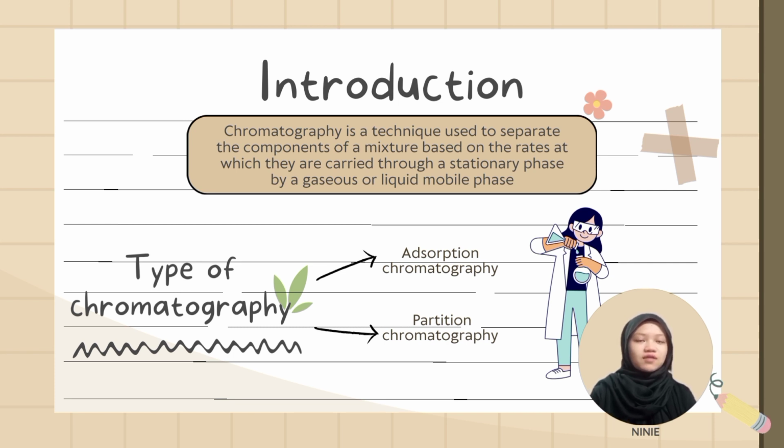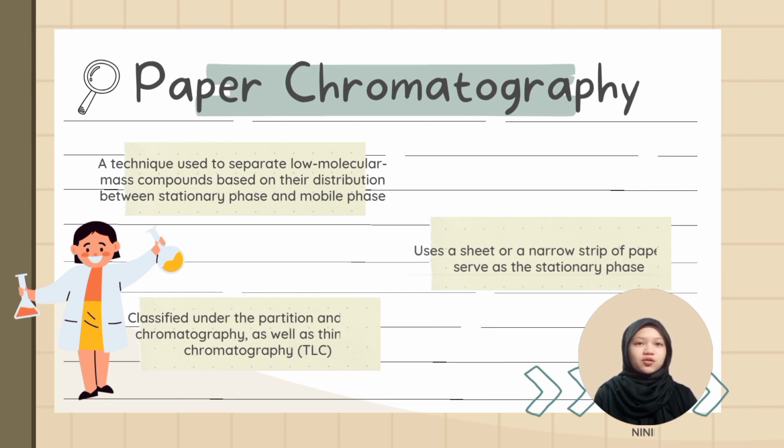Under partition chromatography, there is paper chromatography, which is the type of chromatography that we will discuss in the next slide. So, in this video, we will focus on paper chromatography. Paper chromatography is a technique used to separate low molecular mass compounds based on their distribution between stationary phase and mobile phase. It uses a sheet or a narrow strip of paper to serve as the stationary phase. Other than that, it is classified under partition chromatography because the components that need to be separated are divided between the mobile phase, the solvent, and the stationary phase, which is water absorbed on paper.